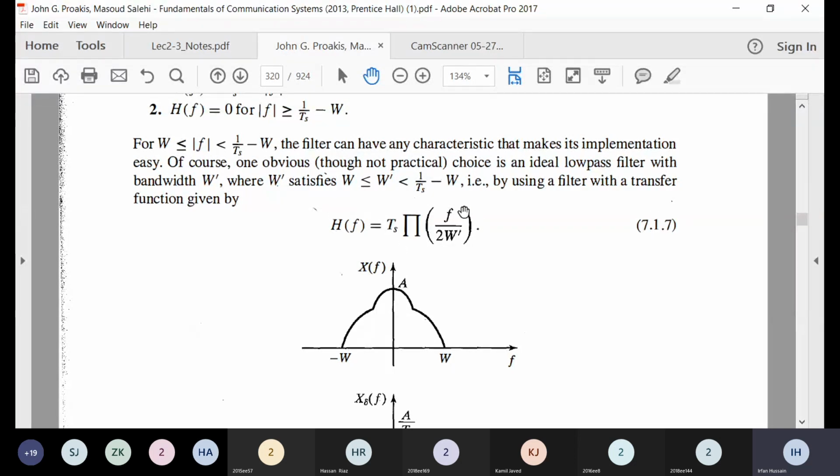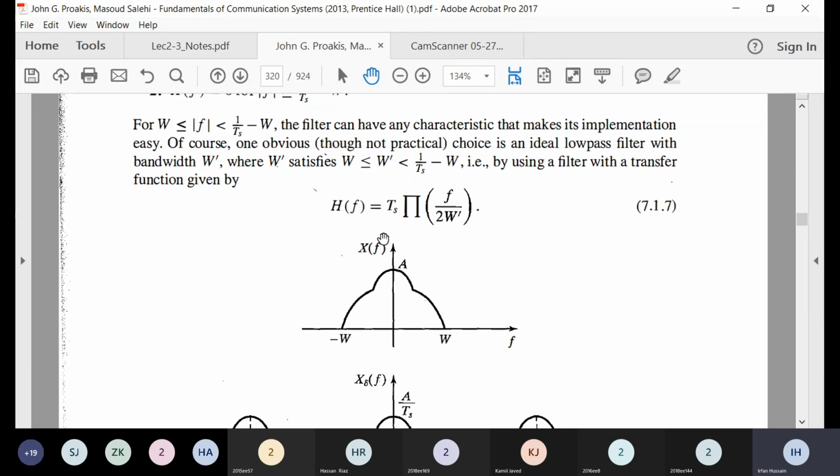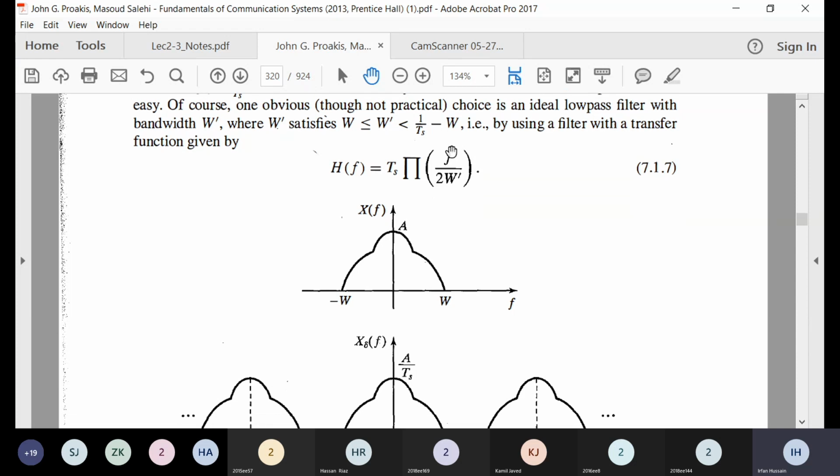So this will be a rectangular function in frequency, and its width will be 2W. We will have a rect like this, and the height will be TS. So TS cancels with 1 over TS, and we get 1. We get back the original. So this will be our requirement.